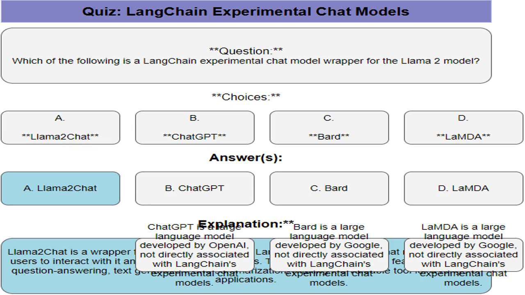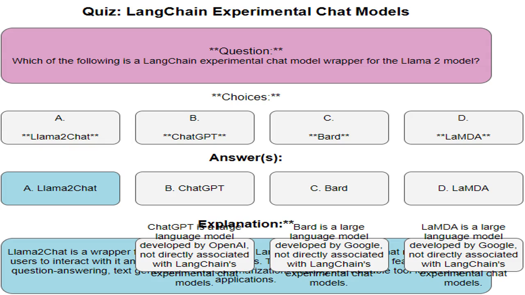Quiz LangChain Experimental Chat Models. Question. Presents a multiple choice question related to LangChain Experimental Chat Models. Displays the quiz question and its associated choices to the user. Receives question and choices from the quiz data source. Directs the user to select an answer from the provided choices.